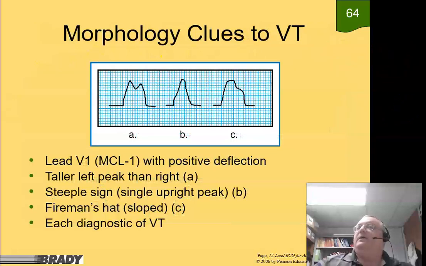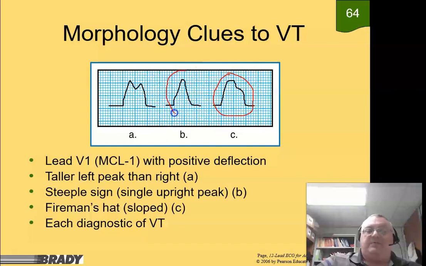All right? All right, so look at your morphology, by the way. Look at V1's morphology. If it's got a twin peak, the left one is taller than the right one. If it's got a church steeple, or if it's got the fireman's hat. Remember I talked about the fireman's hat on that slide a couple back here.